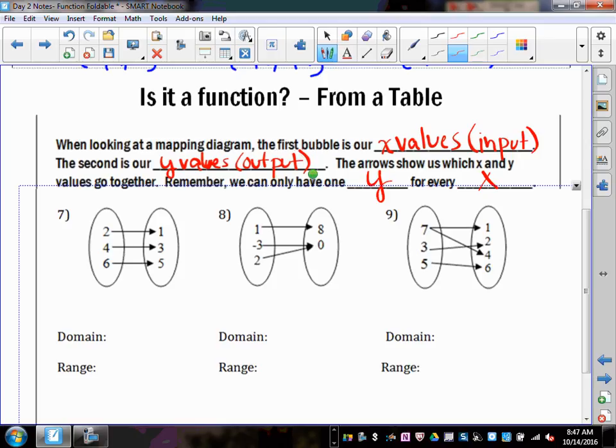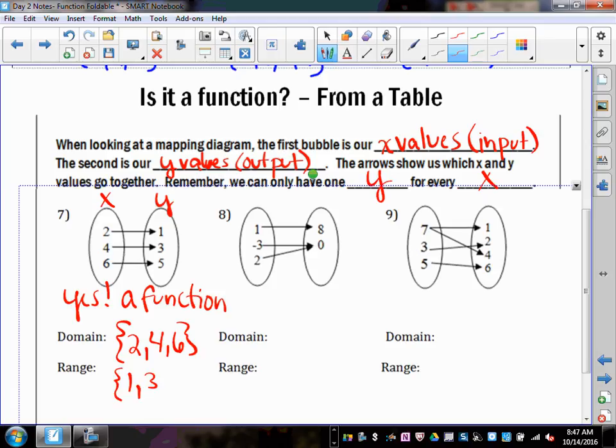Alright, so I look at my X values. Does each one go to just one single Y? Yes, it is a function. Alright, my domain, 2, 4, and 6. My range, 1, 3, 5. Okay, so again, each X can go to one and only one Y.